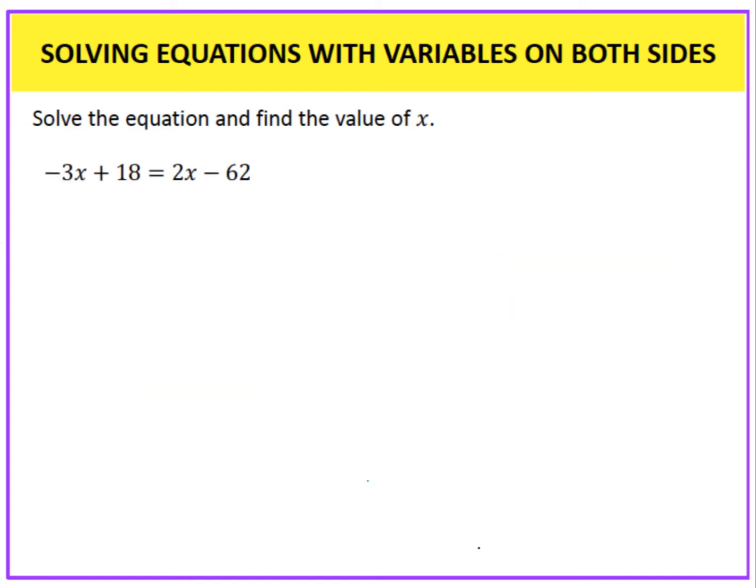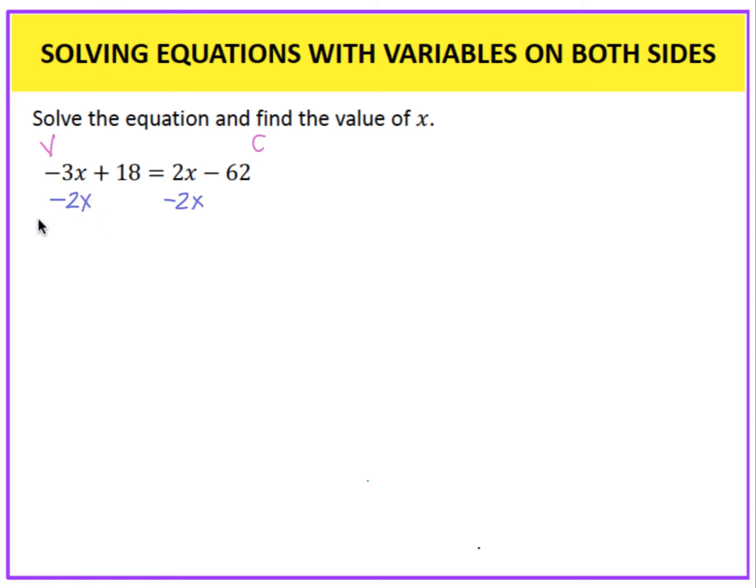So we have negative 3x plus 18 equals 2x minus 62. Again, we need to decide which side will be your variables and which side will be your constants. So like last time, let's have this side as my variables and this side as constants. Okay, so since variables are on the left side, we don't really want this 2x, so let's get rid of it. So you do minus 2x from both sides.